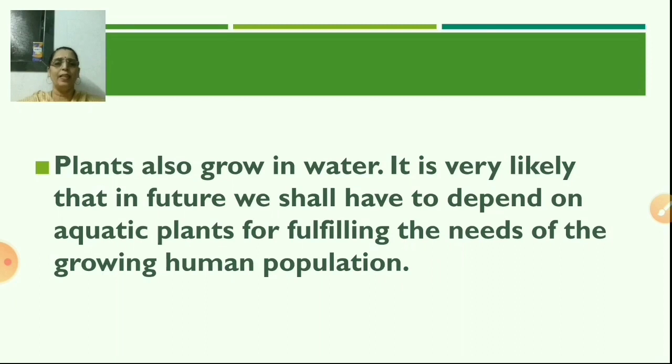Okay. Next point. Plants also grow in water. It is very likely that in future we shall have to depend on aquatic plants for fulfilling the needs of the growing human population. So students, plants also grow in water, and for fulfilling the needs of the growing human population, it is very likely that in future we shall have to depend on aquatic plants.